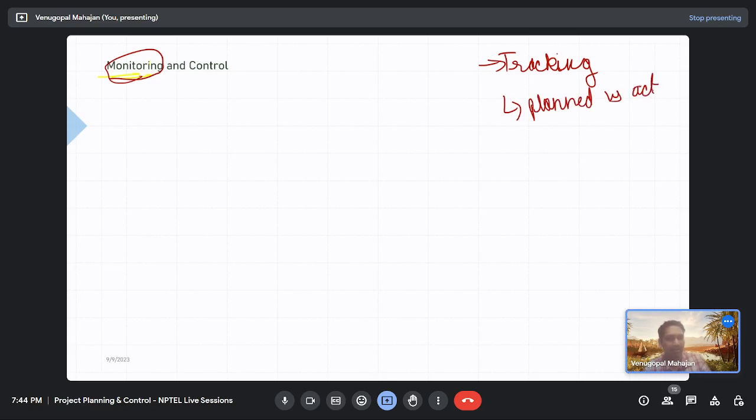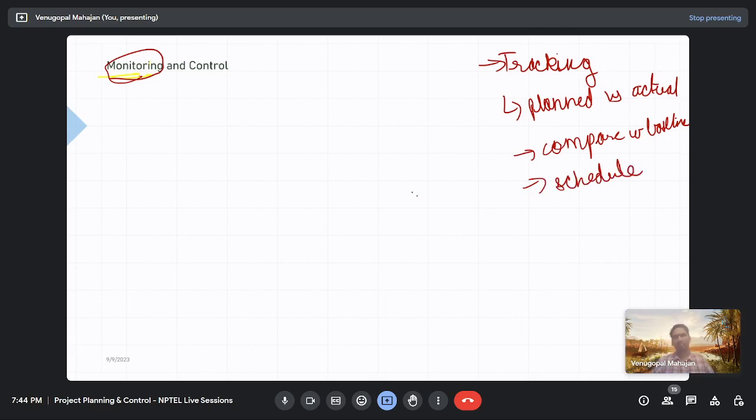And comparing it with baseline. Okay, by comparing it with baseline. Then I also heard a schedule. Compare with baseline and then schedule. Okay, very good, the basics. The theory part I can see it clearly on my screen.